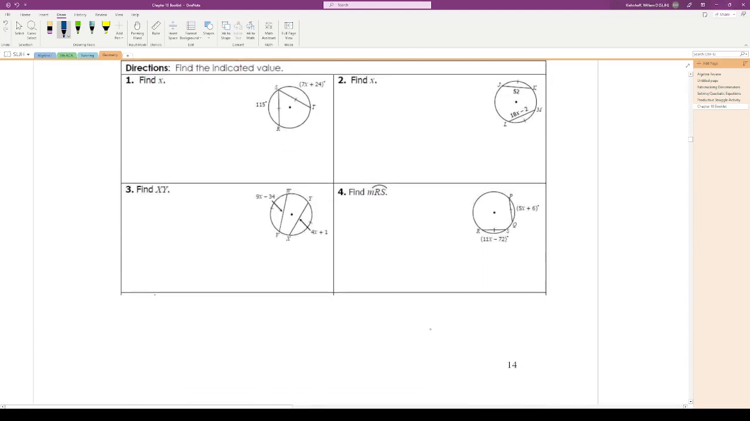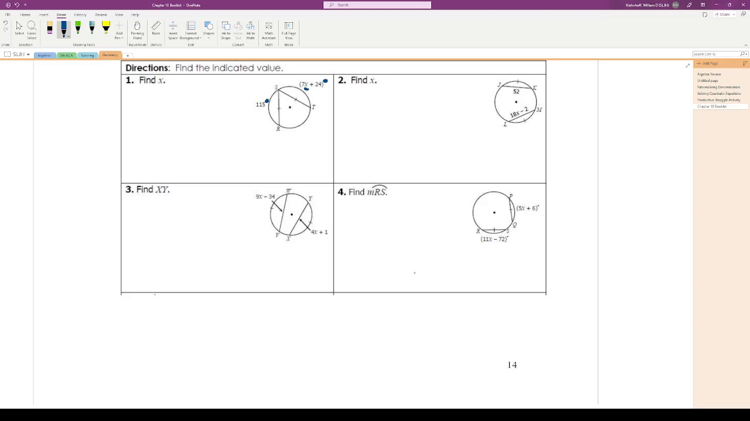Let's see if we can use some of these properties to solve some problems. So it says to find x. X is up here in this expression. Since these are degree measures, right here it says degrees and here it says degrees, I know that we're measuring the arc measure of ST and the arc measure of SR.